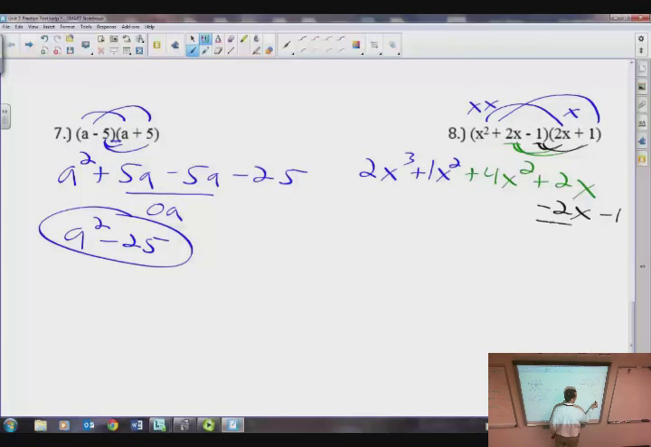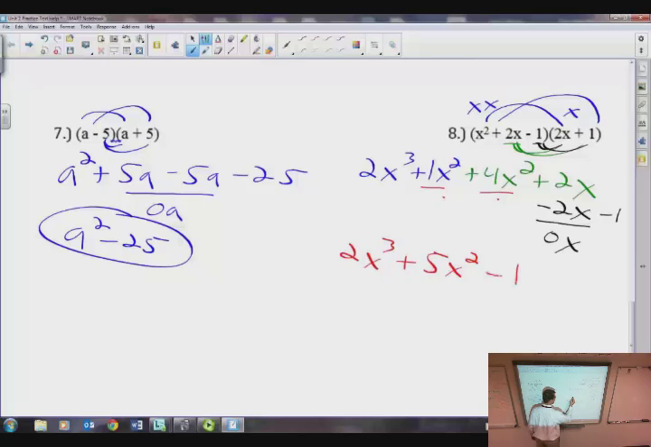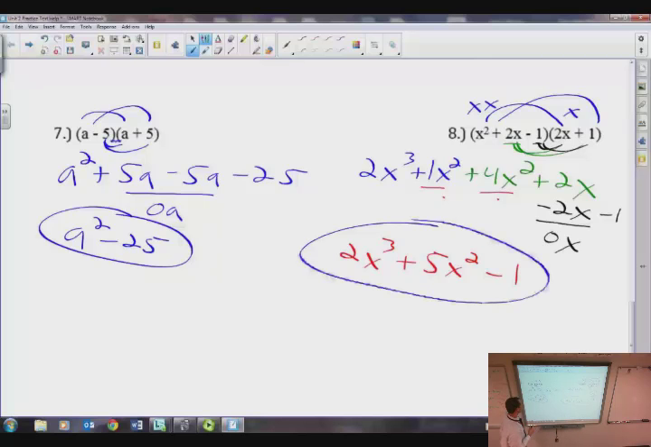2x minus 2x is 0x. That goes away. Anything else we can combine? Ooh, 1x squared and 4x squared. Those are the same. I don't see anything else with 2x cubed, so we're going to bring that down. So we get 2x cubed. 1x squared and 4x squared is 5x squared. The 2x minus 2x went away, and we're just left with a minus 1 there. Excellent. So there's the factoring session there.